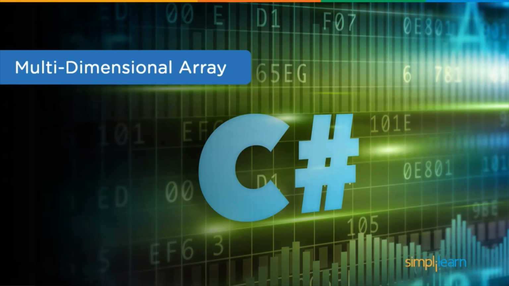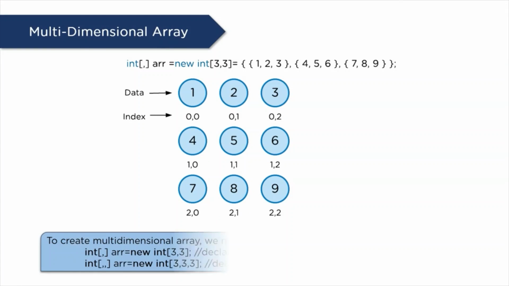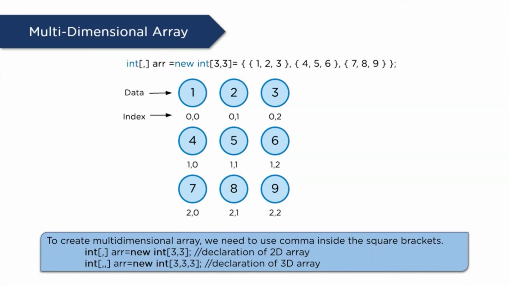Next, let's discuss multidimensional array. A multidimensional array is again divided into two more parts, 2D array and 3D array. The data is kept in tabular form, that is row versus column, which is also known as a matrix. To create a multidimensional array, we need to use commas inside the square bracket. Let's try and implement a program in the code editor.